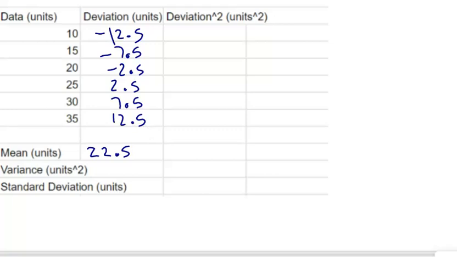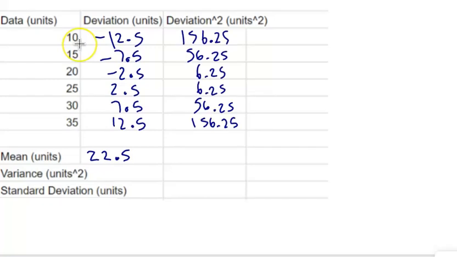Instead, what we're going to do is square all of our deviations to get rid of all those negative numbers. So negative 12.5 times negative 12.5 gives me 156.25. Negative 7.5 times negative 7.5 gives me 56.25. Again, so on and so forth. So now if I go to average these numbers together, I will get an actual non-zero value.